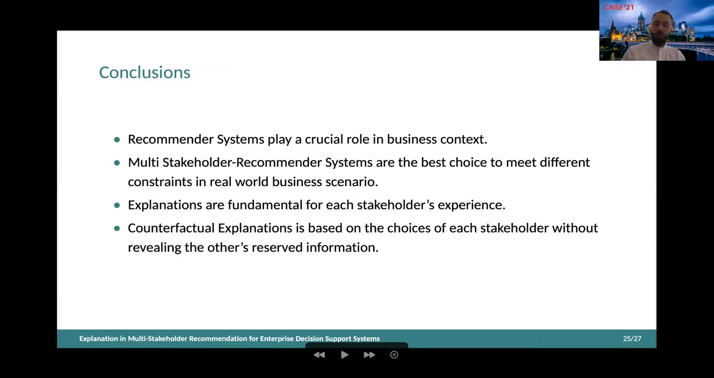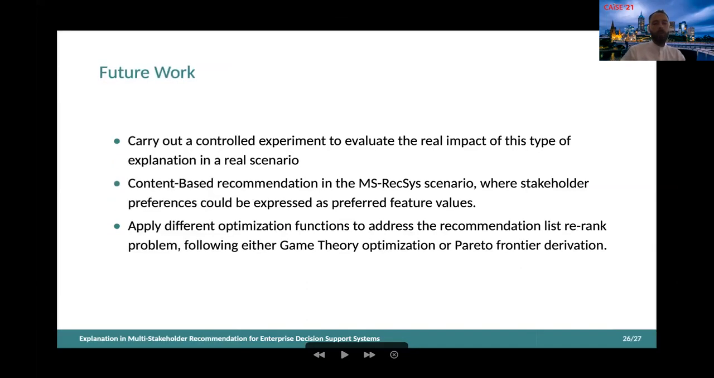without revealing the others' reserved information. For the future, we will carry out a controlled experiment to evaluate the real impact of this type of explanation in a real scenario.